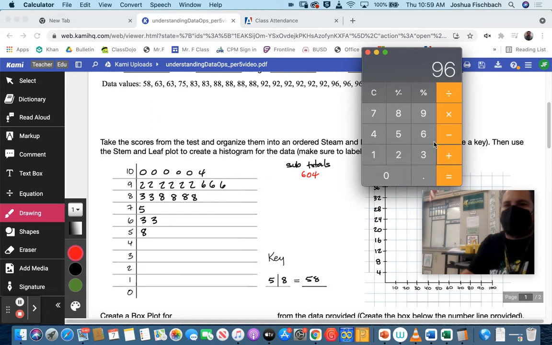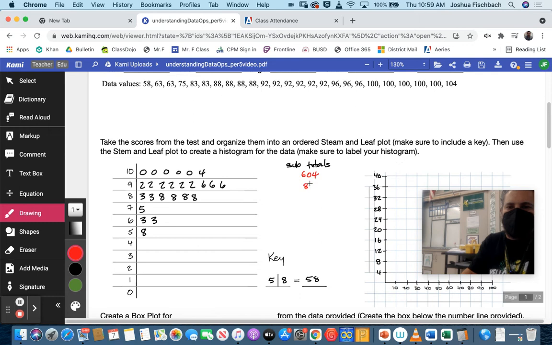So plus 96, plus 96, plus 96. And so our total for that would be 840. So we're going to put 840 here. And then we're going to do our next one.